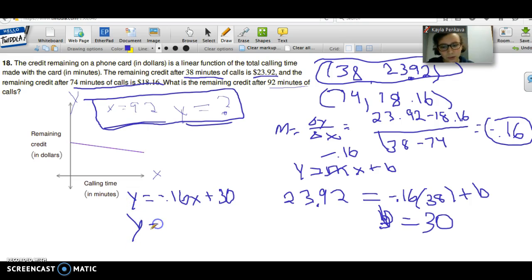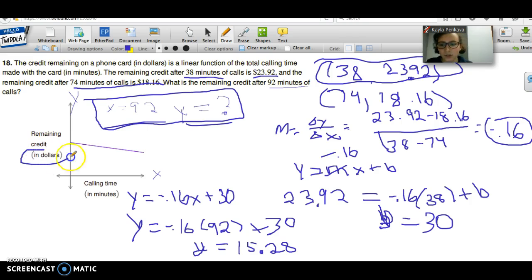So y equals negative 0.16 times 92 plus 30. That gives us y equals 15.28. So then looking back at what the units are, y values are in dollars. So the answer to this question is y equals $15.28. So that's it.